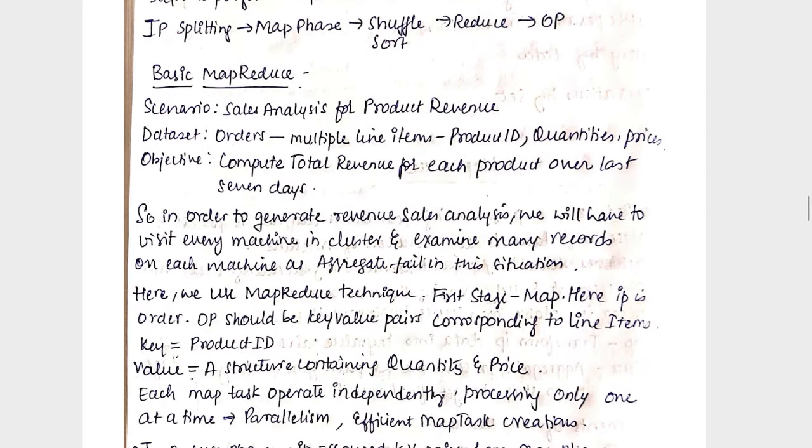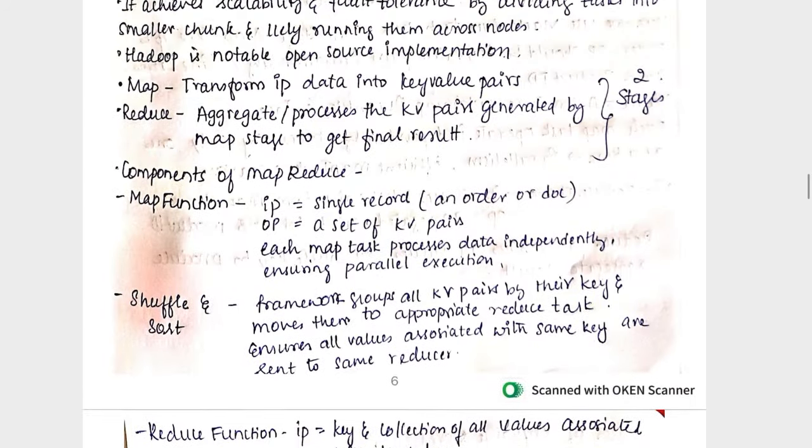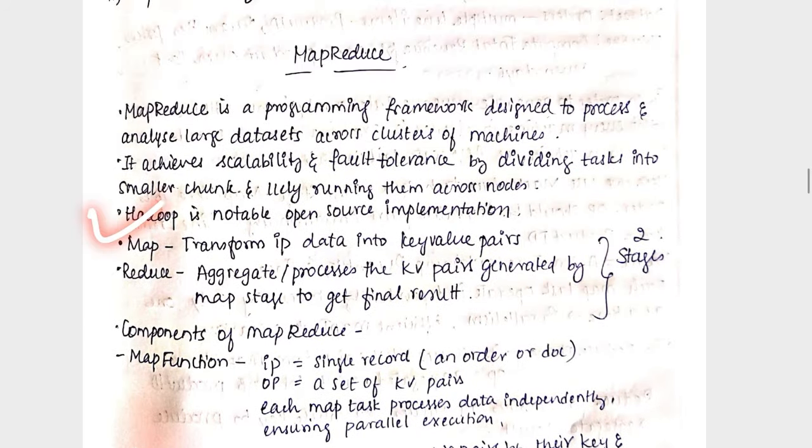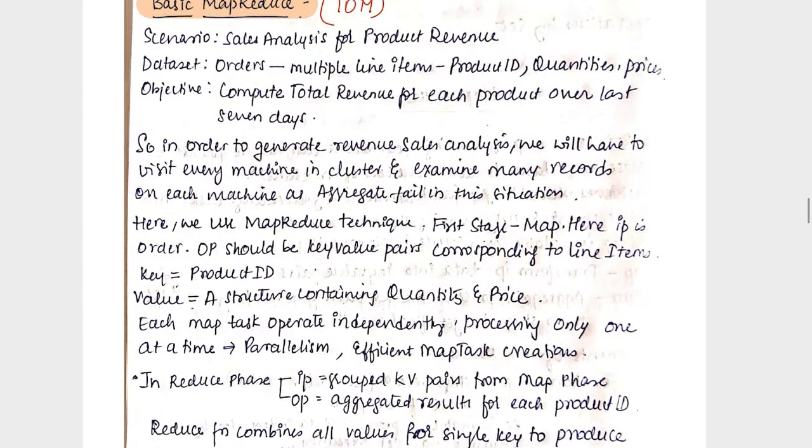Next, this question could be asked for 10 marks. That is basic map reduce. Here you have to describe everything that I have explained above. So you can speak about the basic components, the stages, the introduction, and then you have to write from this part.